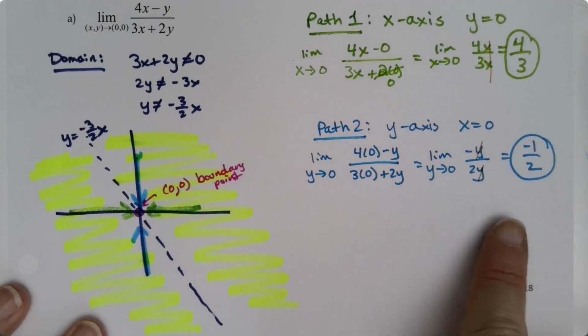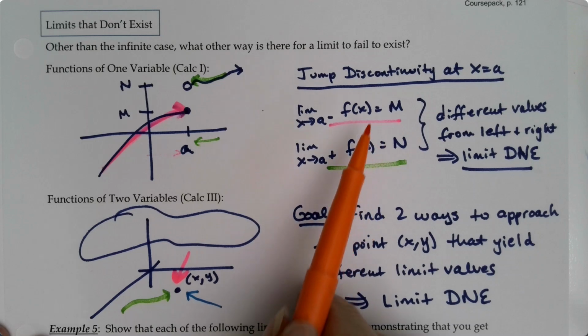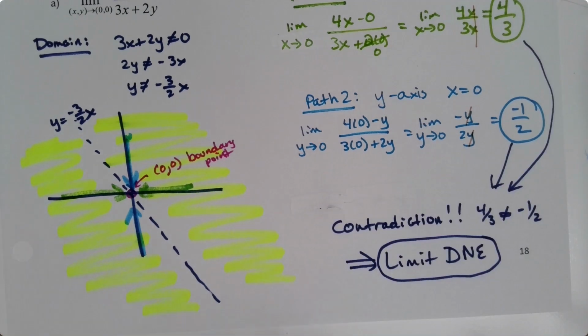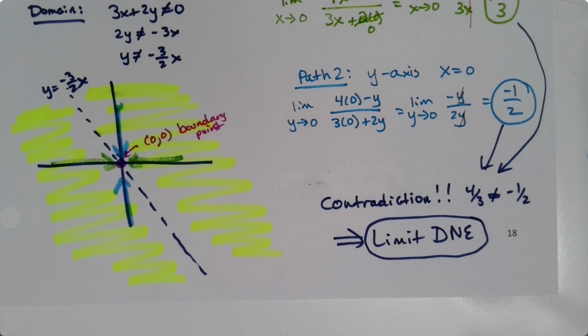And those are not the same number. I'm essentially doing the same thing I did in Calc 1. I found 2 different numbers, therefore the limit does not exist. There, and I just wrote that up. It's a contradiction: 4/3 is not equal to negative 1/2, therefore there is no limit, and we are done.